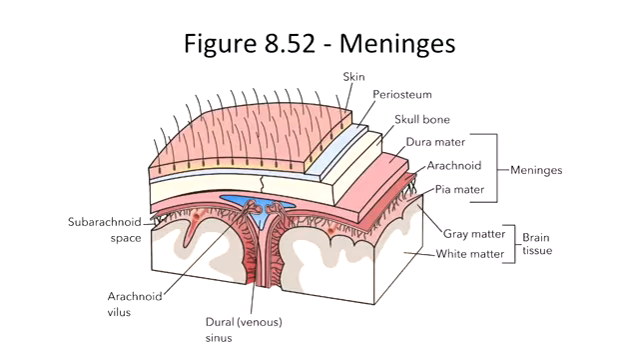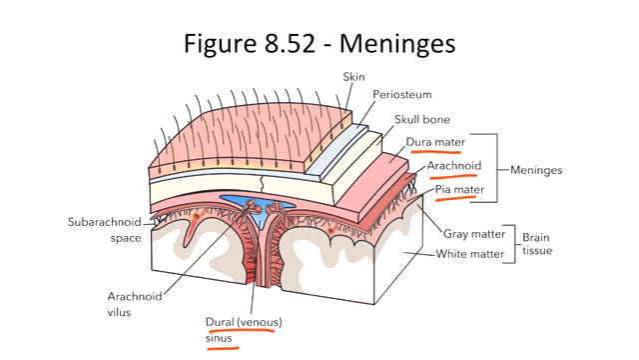Okay, with this in mind, let's briefly review the dural venous sinuses. This is figure 8.52 from your text, which clearly shows the meninges. Recall that the meninges are the 3 membranes that surround the brain and spinal cord. From superficial to deep, these include the dura mater, the arachnoid mater, and the pia mater. Notice from this image that the dural venous sinus is right here. This is formed by spaces within the dura mater.